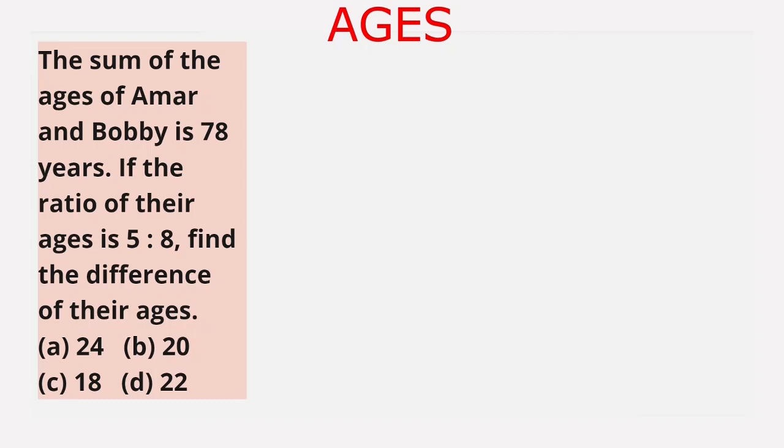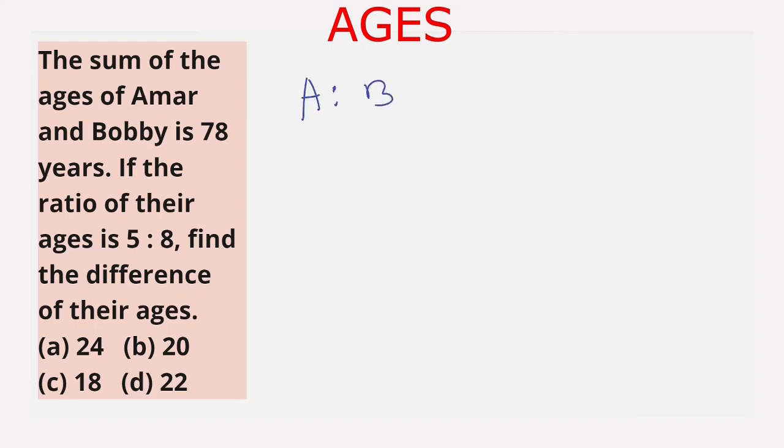And thus the age of Amar is 5 times 6 is 30, and Bobby is 8 times 6 is 48, and the difference between 48 and 30 is 18 years. And from the given options, our answer is option C. It is that easy a question. Now I write all the steps so that you can understand the method of solving orally.